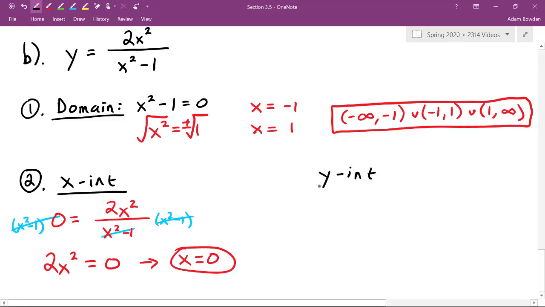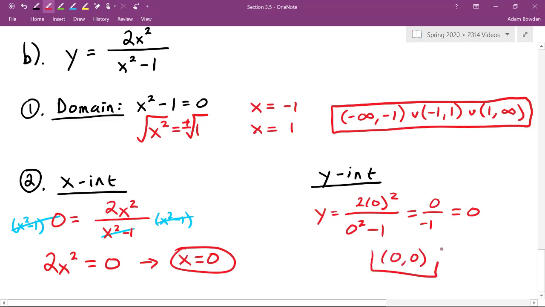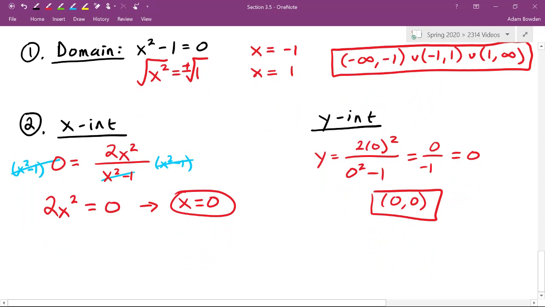We should be able to find the same in the y-intercept. We plug in 0 for x. In this case, it should work out to be the same. 0 divided by negative 1, so that would be 0. So still the origin 0, 0 for our y-intercept. Alright, so now we know a little bit more about the function. Let's go into the asymptotes.